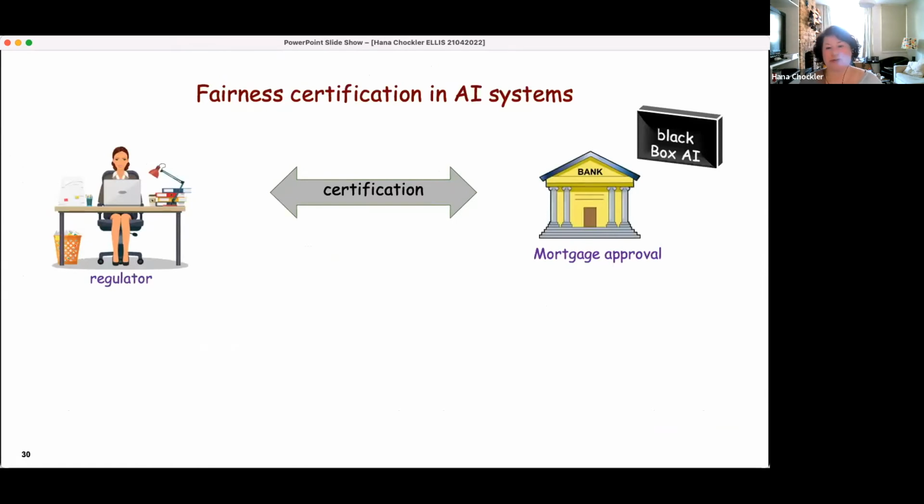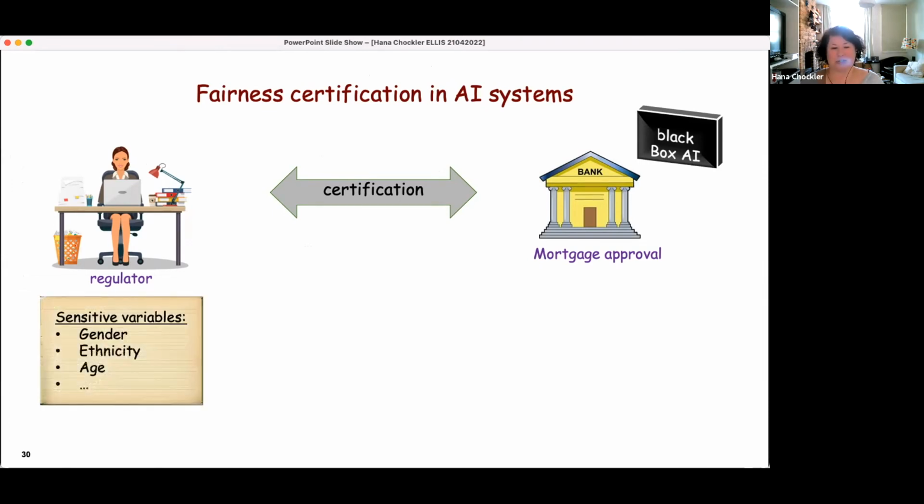So we proposed a framework. Let's use a running example of mortgage approval. We have a bank with this black box AI system, and we have a regulator who would like to see whether they can certify the bank's system for fairness, and lack of discrimination.